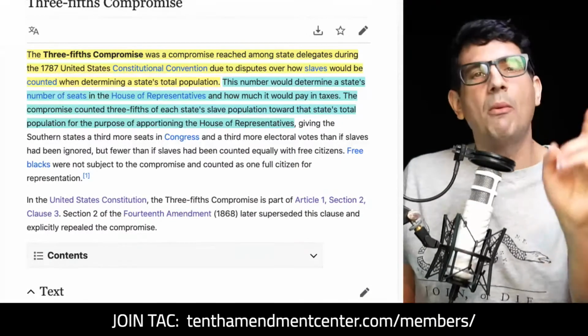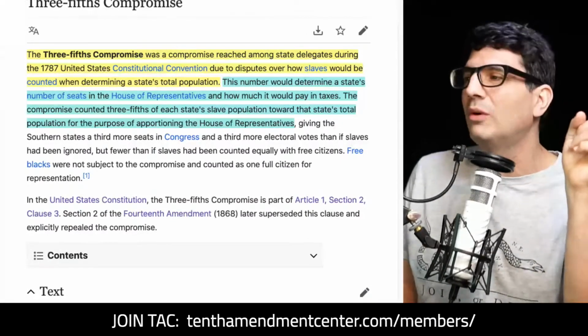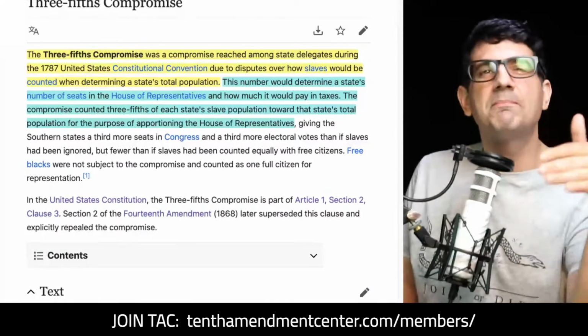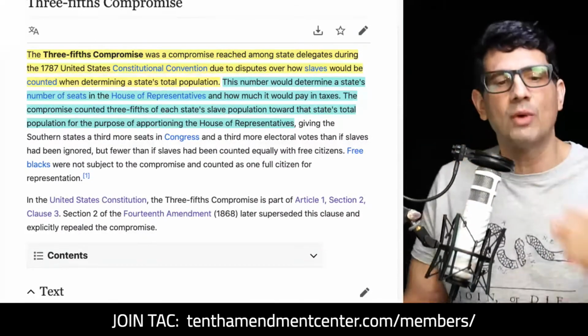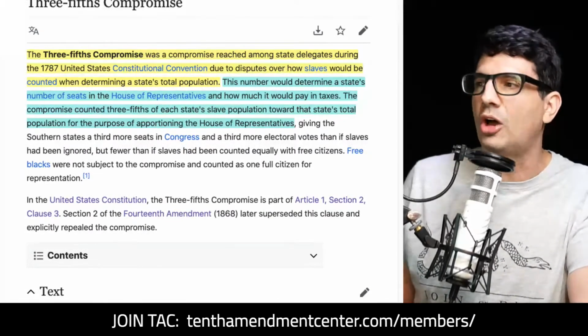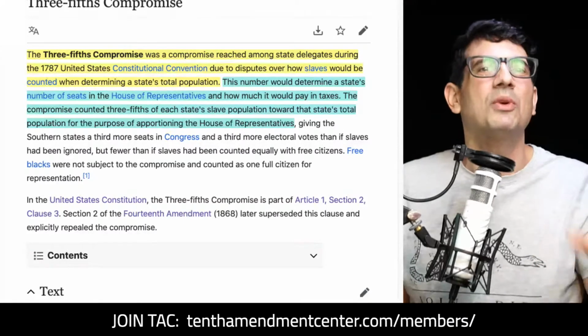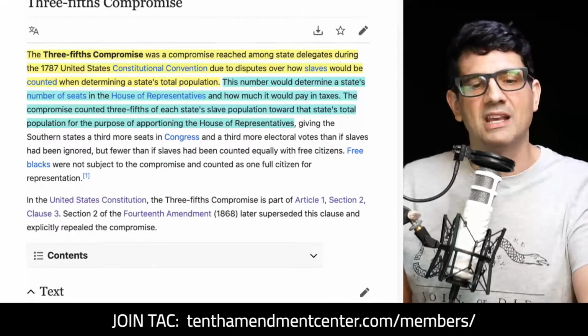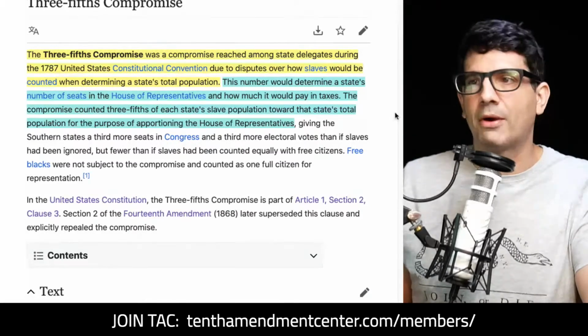So let's look at, I want to also point out that Section 2 of the 14th Amendment, which was ratified some decades later, didn't necessarily directly or formally repeal this. This is Article 1, Section 2, Clause 3, the 3/5 compromise. It didn't really officially repeal that clause, but it basically neutered it in practice.